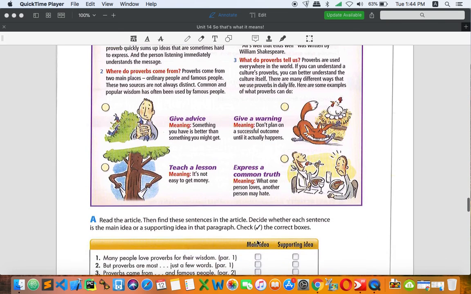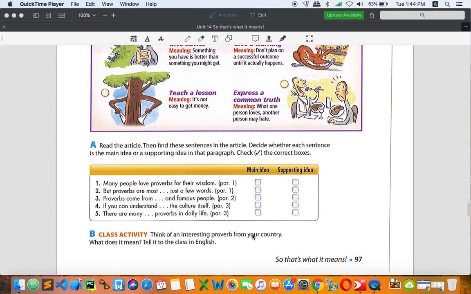Okay, and your job, everybody, is to go to each statement right here, but make sure first you read the whole text, and second, go to part A right here, read each statement in each paragraph, and check which one is the main idea and which one is the supporting idea. So read this and try to do the exercise in part A, and I will give you the answer tomorrow.